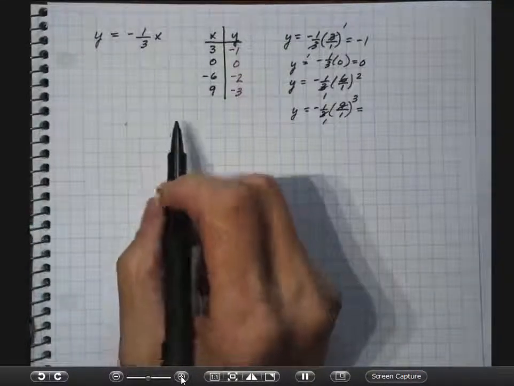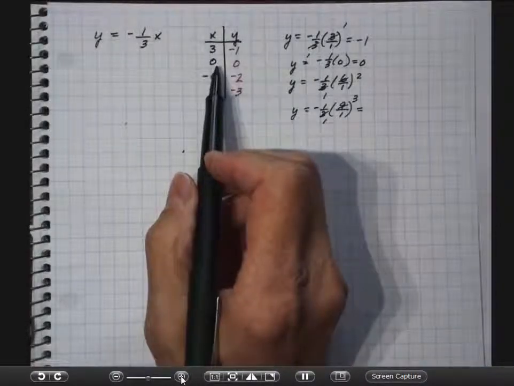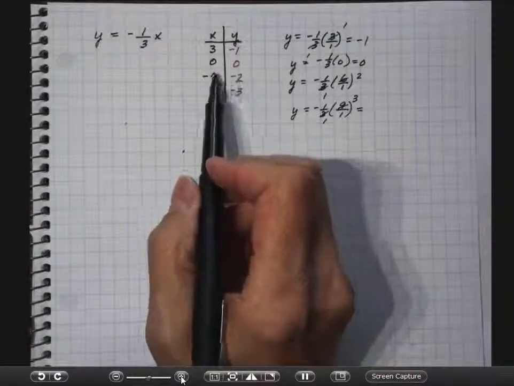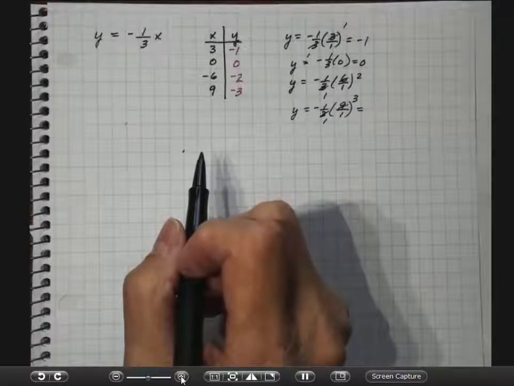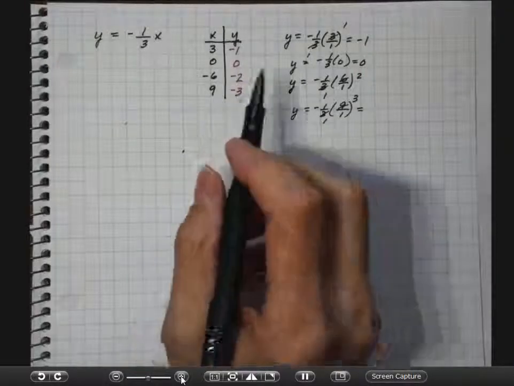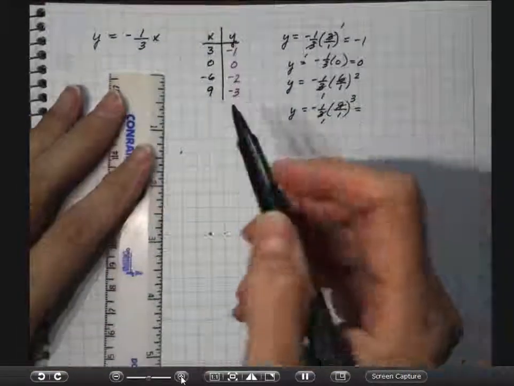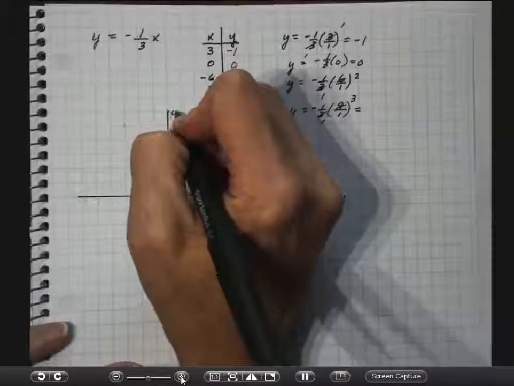Now I need to graph. Now remember, you only need 2 points to establish a line, but I always pick a third point to make sure that I haven't made a mistake on the other 2 points, and that third point will show that it doesn't line up if it's incorrect. I've got 4 points. I should be able to do double duty here, and I'm going to go ahead and graph this. X-axis and my y-axis.